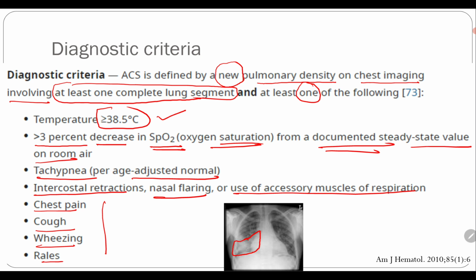These are along with any one of the following, plus a new pulmonary density on chest imaging involving at least one complete lung segment. Very important, at least one complete lung segment. There will be a new pulmonary density on chest imaging, and along with it there will be fever, saturation fall, tachypnea, chest pain, intercostal retraction, nasal flaring, cough, wheezing, rales.